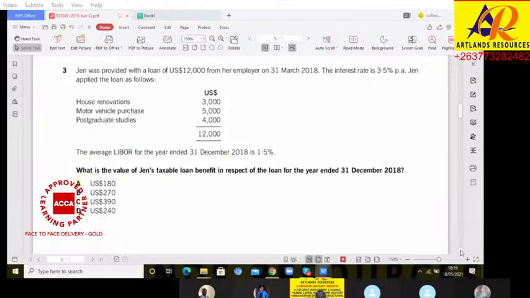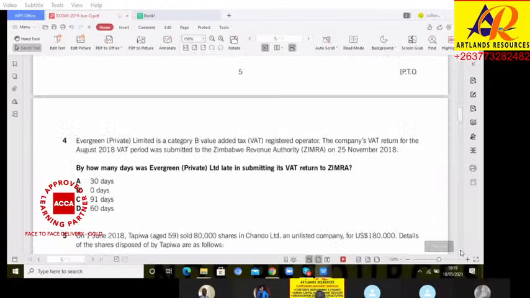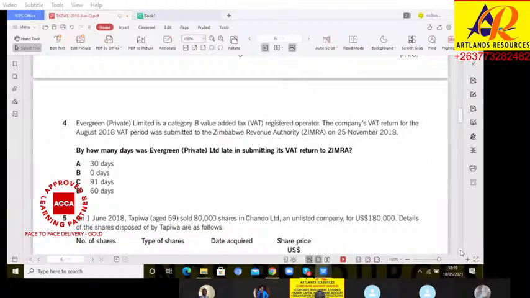Next. Evergreen Limited is a category B value added tax registered operator. The company's VAT return for August. You know what? I need people who understand English. It's saying VAT return for August period.